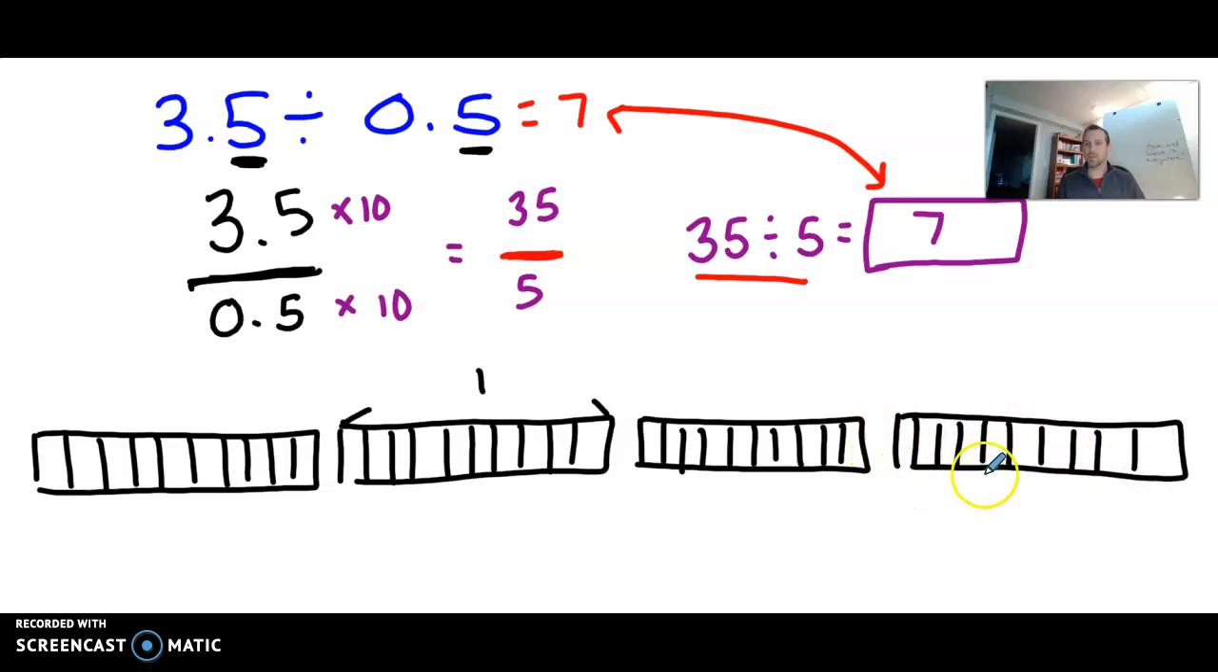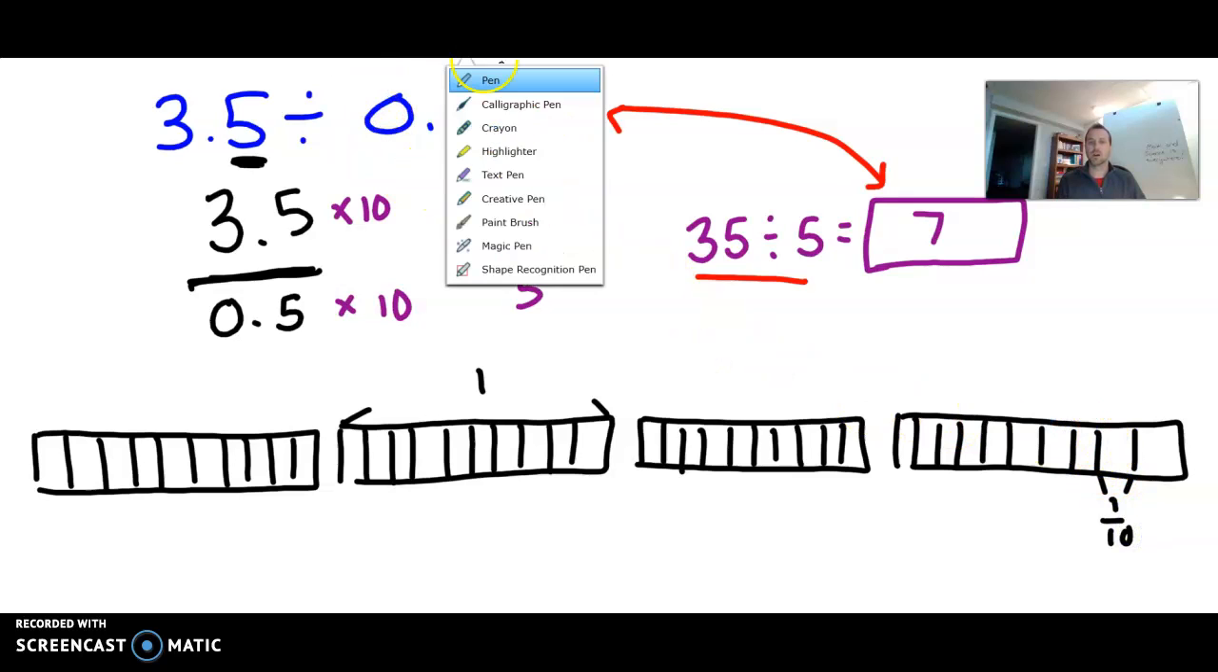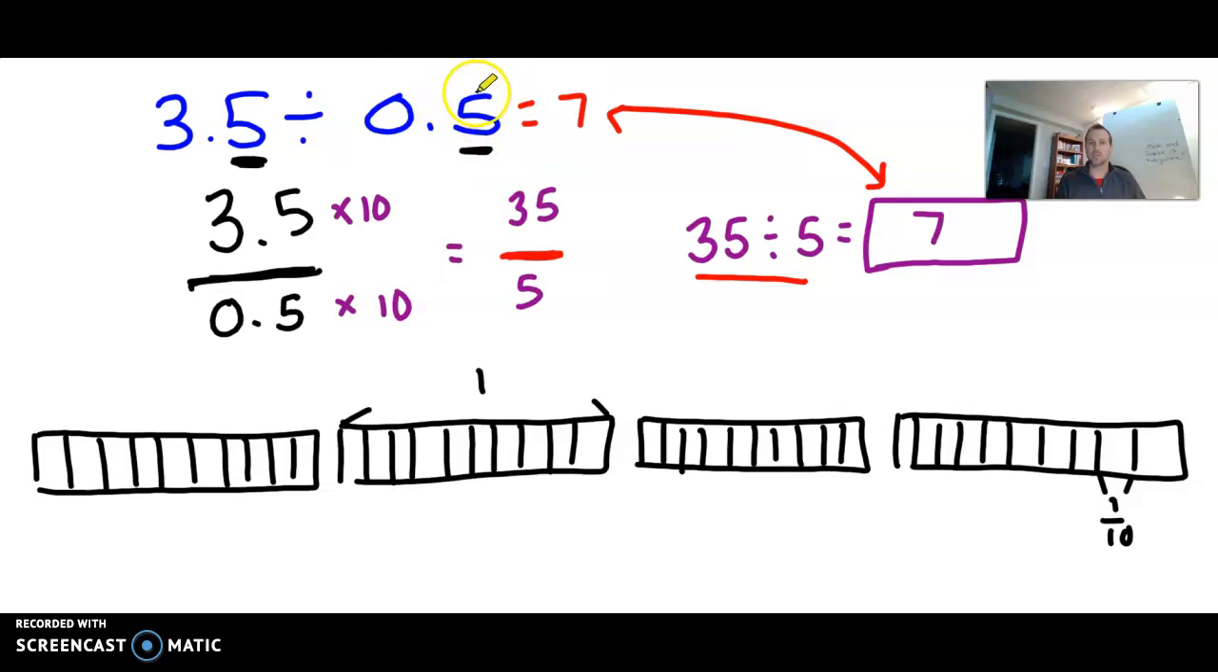And I'm going to label these. It doesn't matter which one you label. Any one. Let's pick this one and label this. They're each 1/10. And now we're going to put those in groups of 5/10. So I'm going to find 5/10. 1, 2, 3, 4, 5.